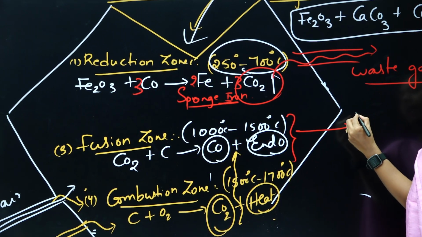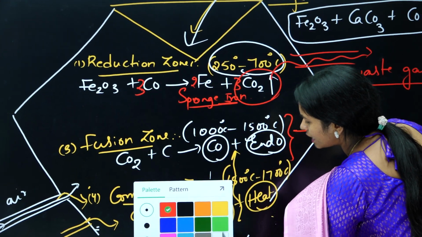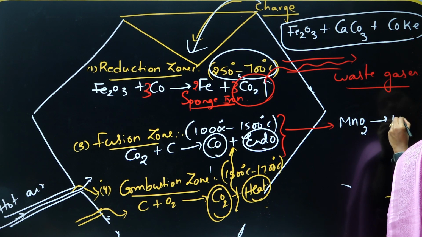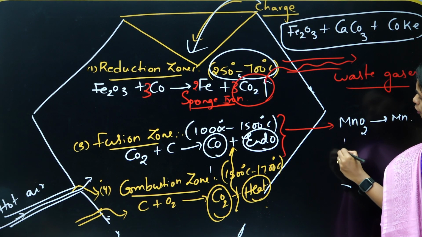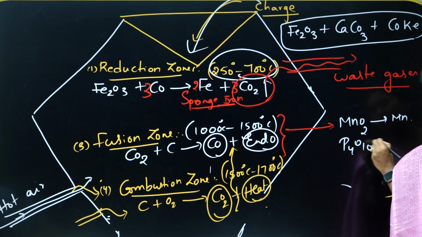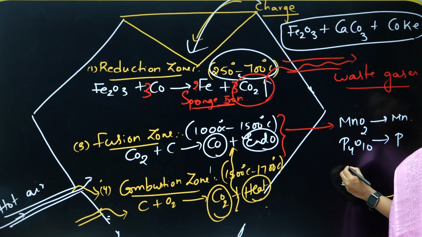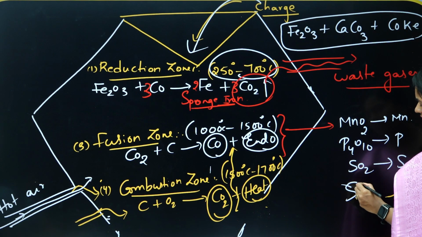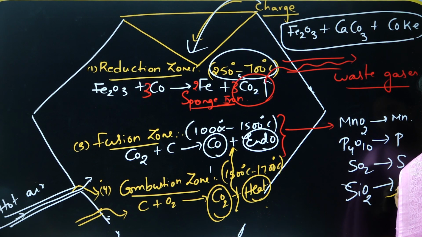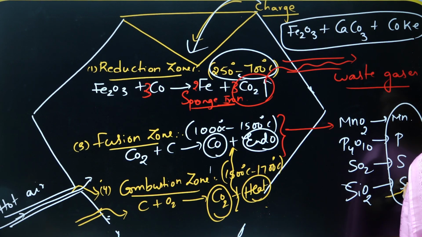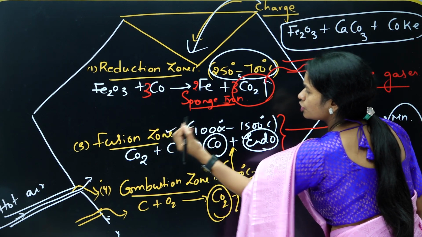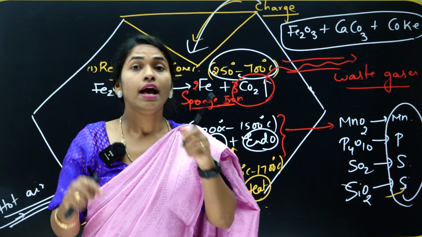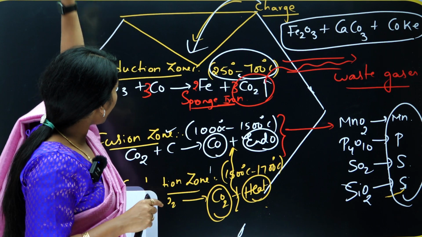Okay, continuation. If any manganese pyrolusite ore, MnO2, is there, it reduces to Mn. If any phosphorus oxide impurities are there, they reduce to phosphorus. Any sulfur dioxide reduces to sulfur, and any silica impurity to silicon. So all these impurities will be formed in the fusion zone. Understood? So where do these reactions occur? In the fusion zone.